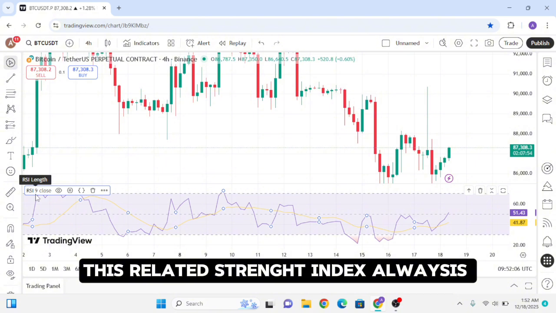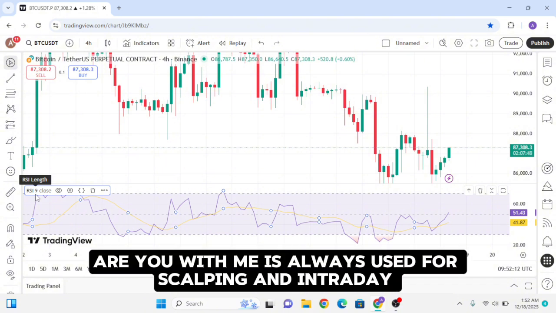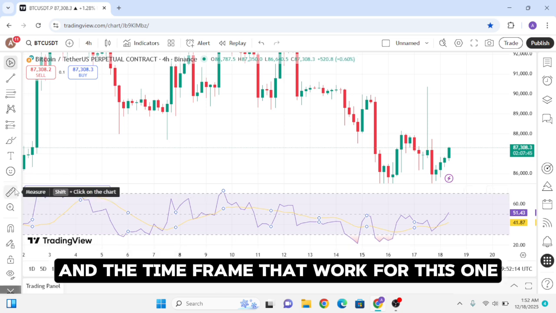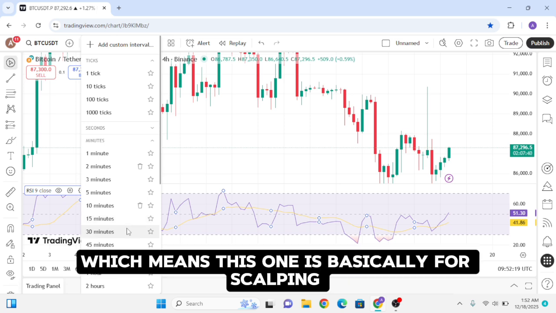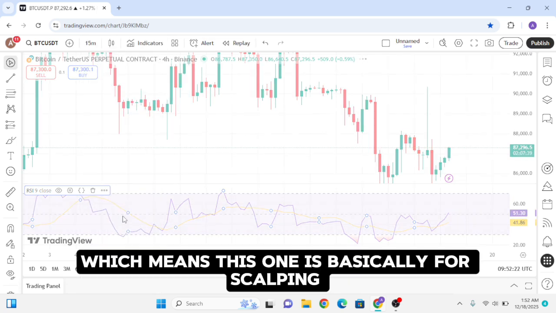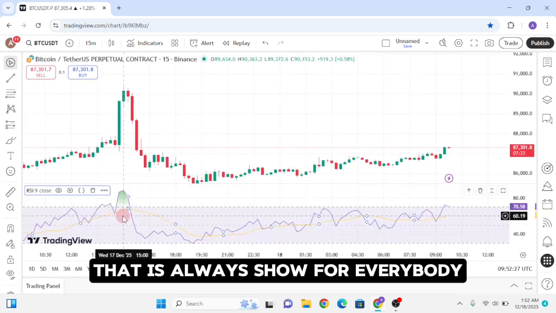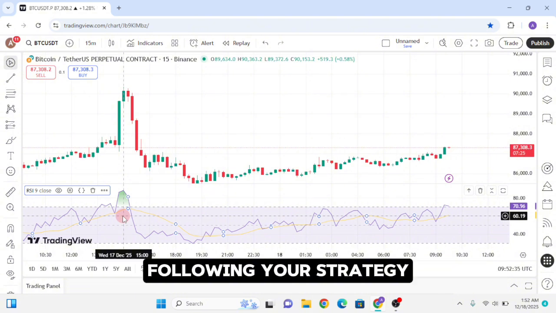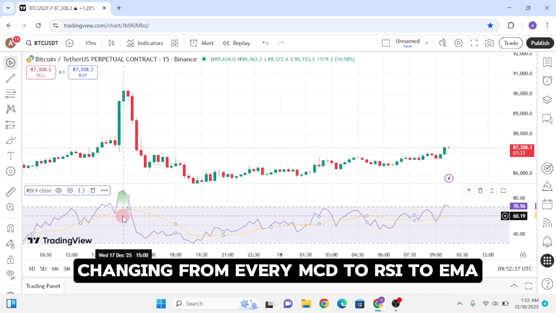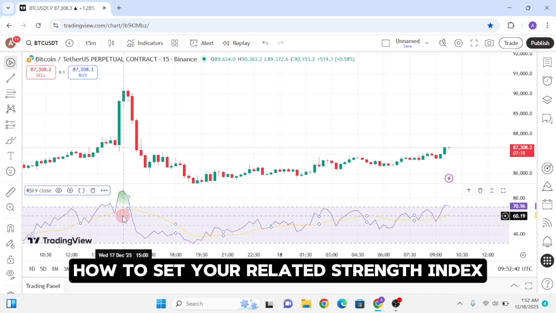This Relative Strength Index 9 is always used for scalping and intraday. Are you with me? It's always used for scalping and intraday, and the time frame that works for this one is 5 minutes to 15 minutes. The first one, Relative Strength Index 14, which is shown for everybody, is always good for swing trading. That is why you keep losing every day, changing your strategy from MACD to RSI to EMA. The only thing you have to know is how to set your Relative Strength Index.